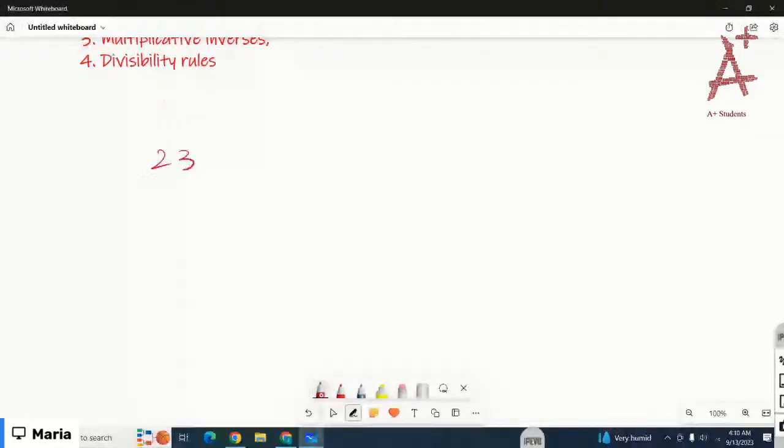Is 23 prime or composite, which is the correct option? You can write down the answers in the chat box. Let's just look at the factors of 23, right? 23 times 1 is 23. Do we have other two numbers that when multiplied make 23? No, we don't have any numbers that when multiplied make 23. So 23 is a prime number, right?